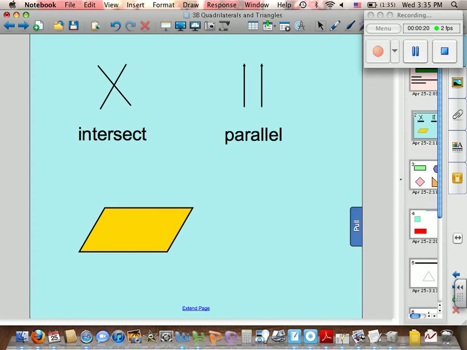This first set of lines, they intersect. That means that they cross over one another at some point. The next set of lines we call parallel lines. And two lines are parallel when they would never ever intersect. So even if we continue these lines forever and ever, they would never cross over one another. And that's called parallel.